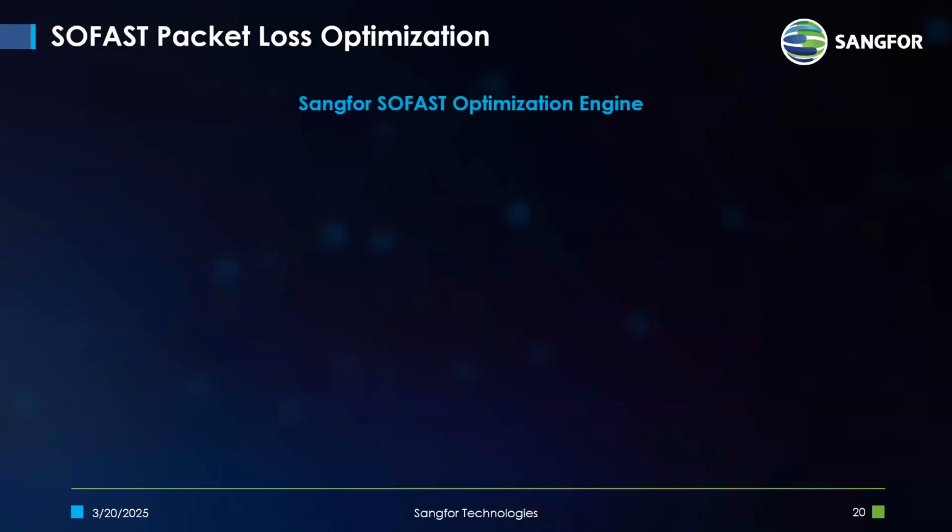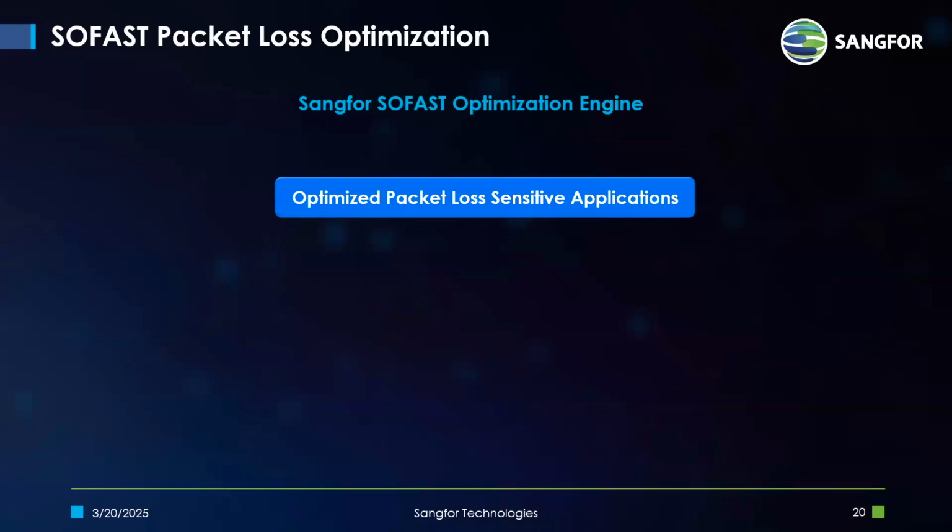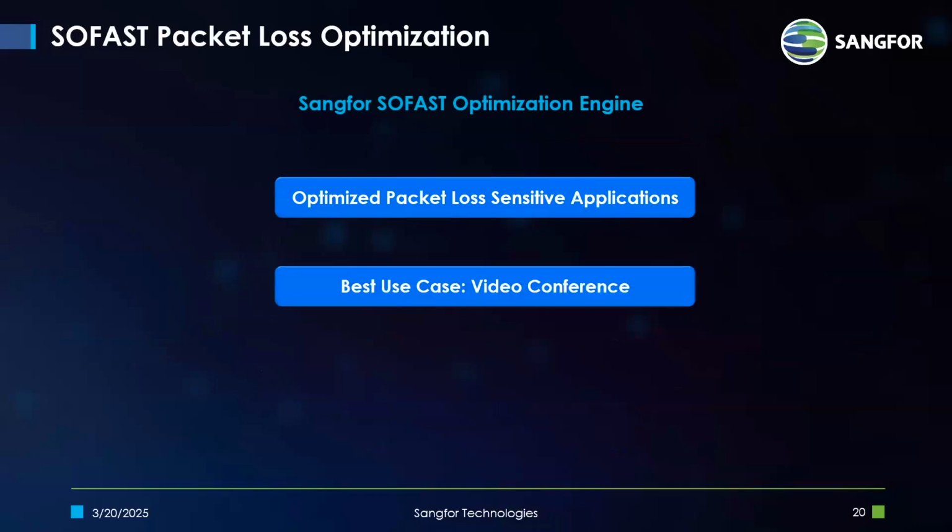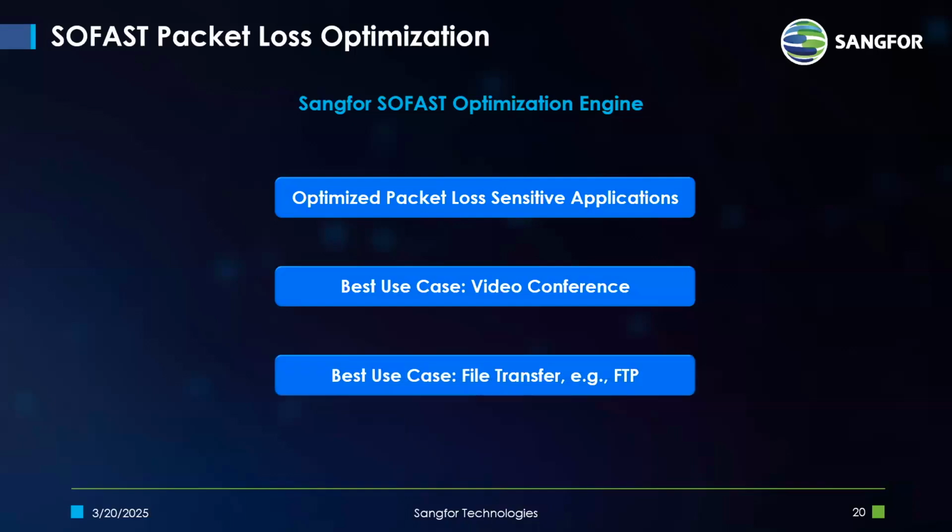Sangfor's built-in SOFAST optimization engine addresses packet loss challenges commonly faced in internet scenarios. By employing forward error correction, FEC technology, the solution sends redundant packets to rebuild lost data and dynamically adjusts redundancy ratios based on network conditions. This enhances the performance and reliability of bandwidth-intensive applications, ensuring an improved user experience even in high packet loss environments. Use cases of SOFAST optimization can be video conferencing, or, for example, file transfer like FTP.